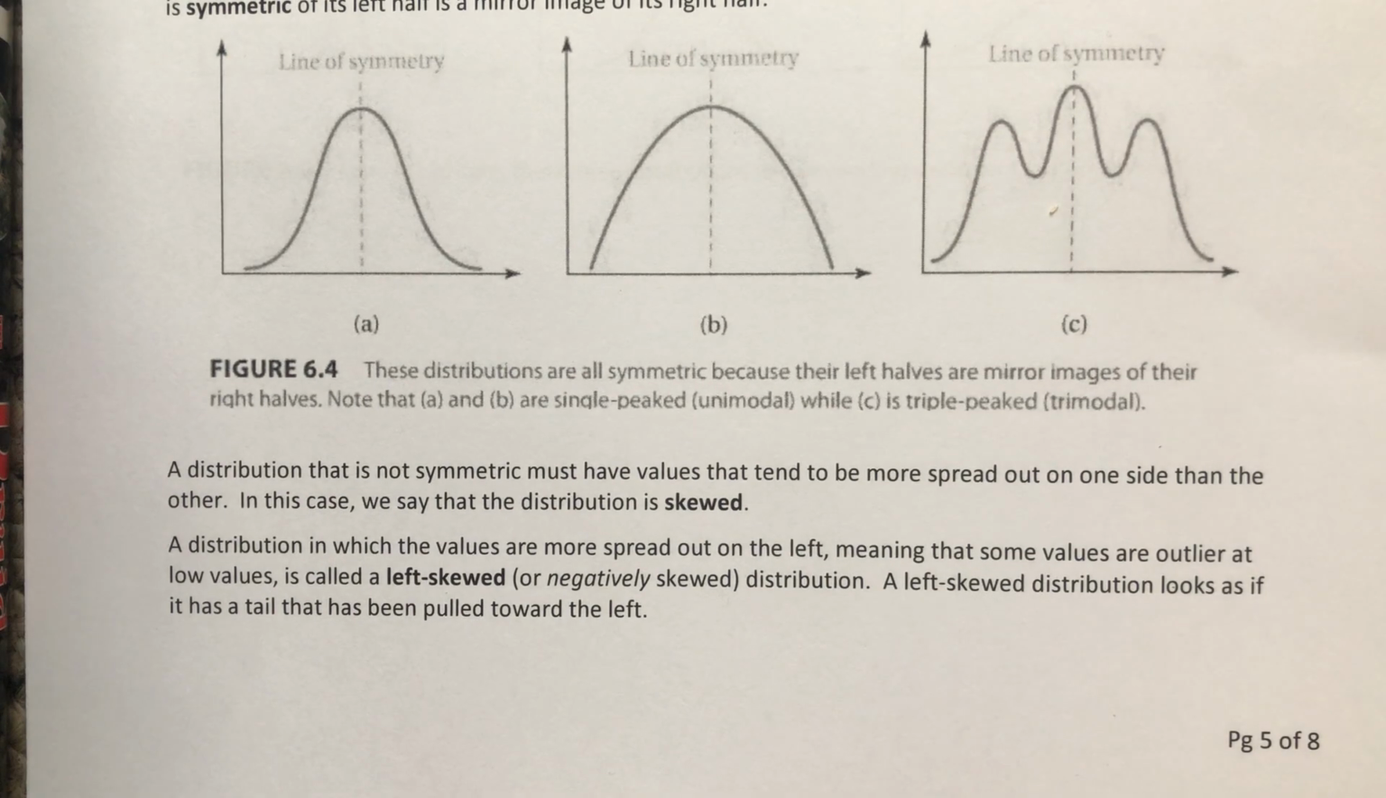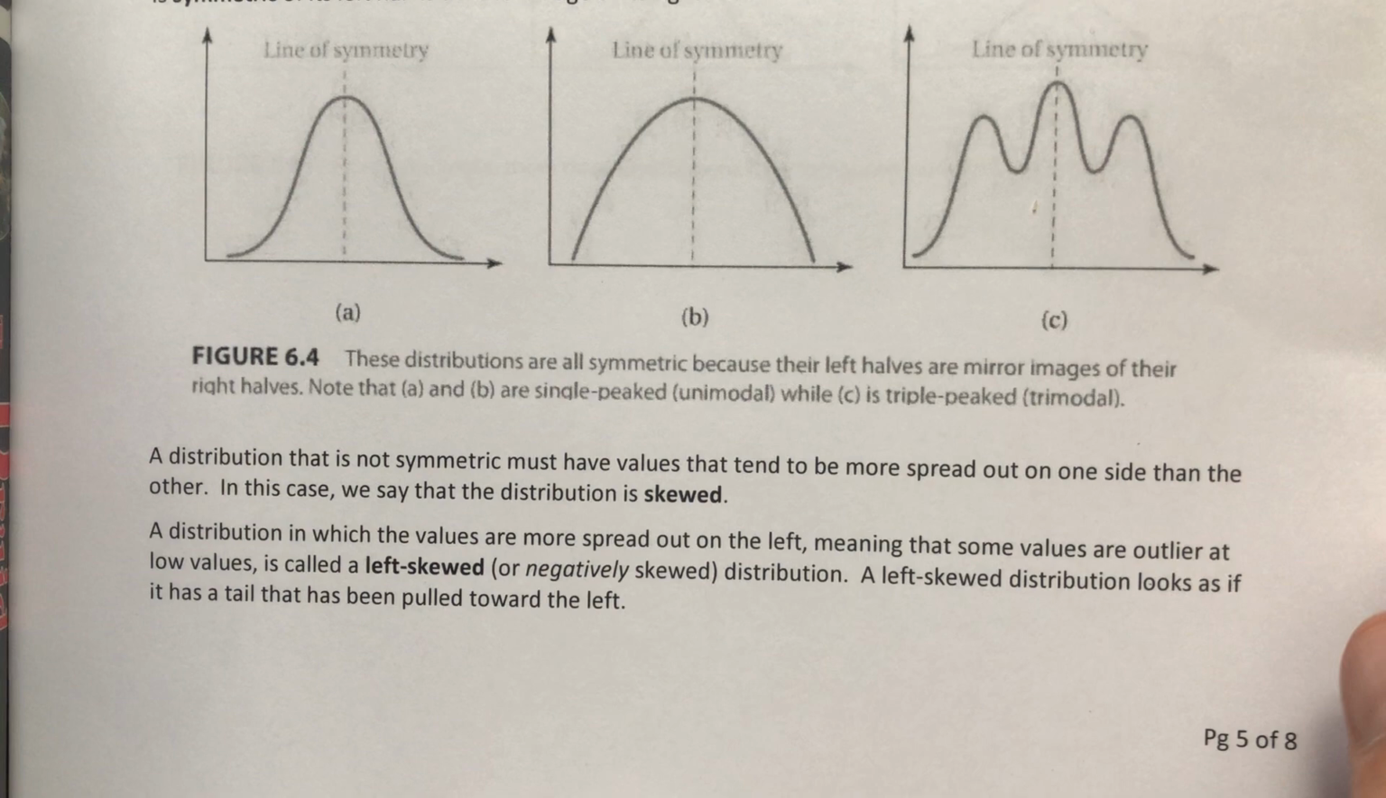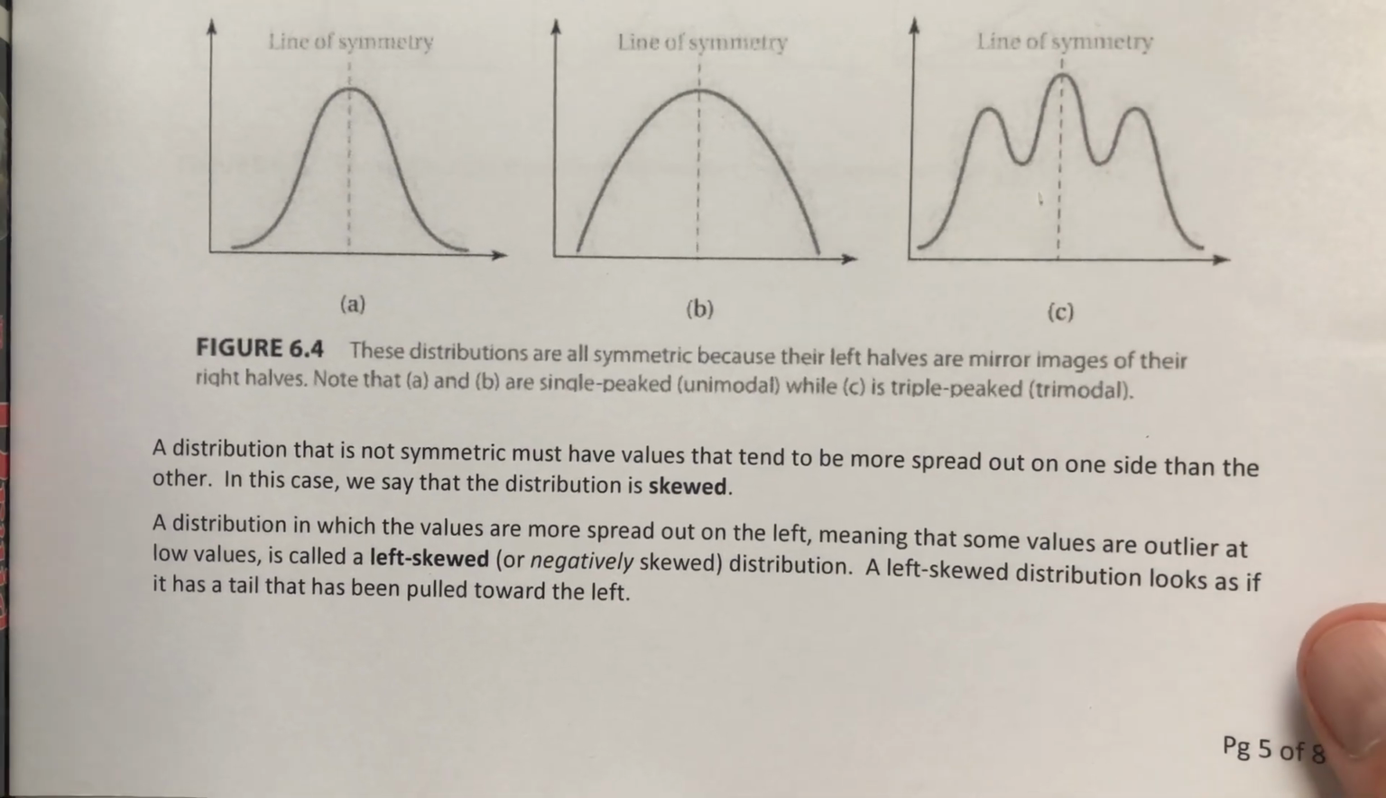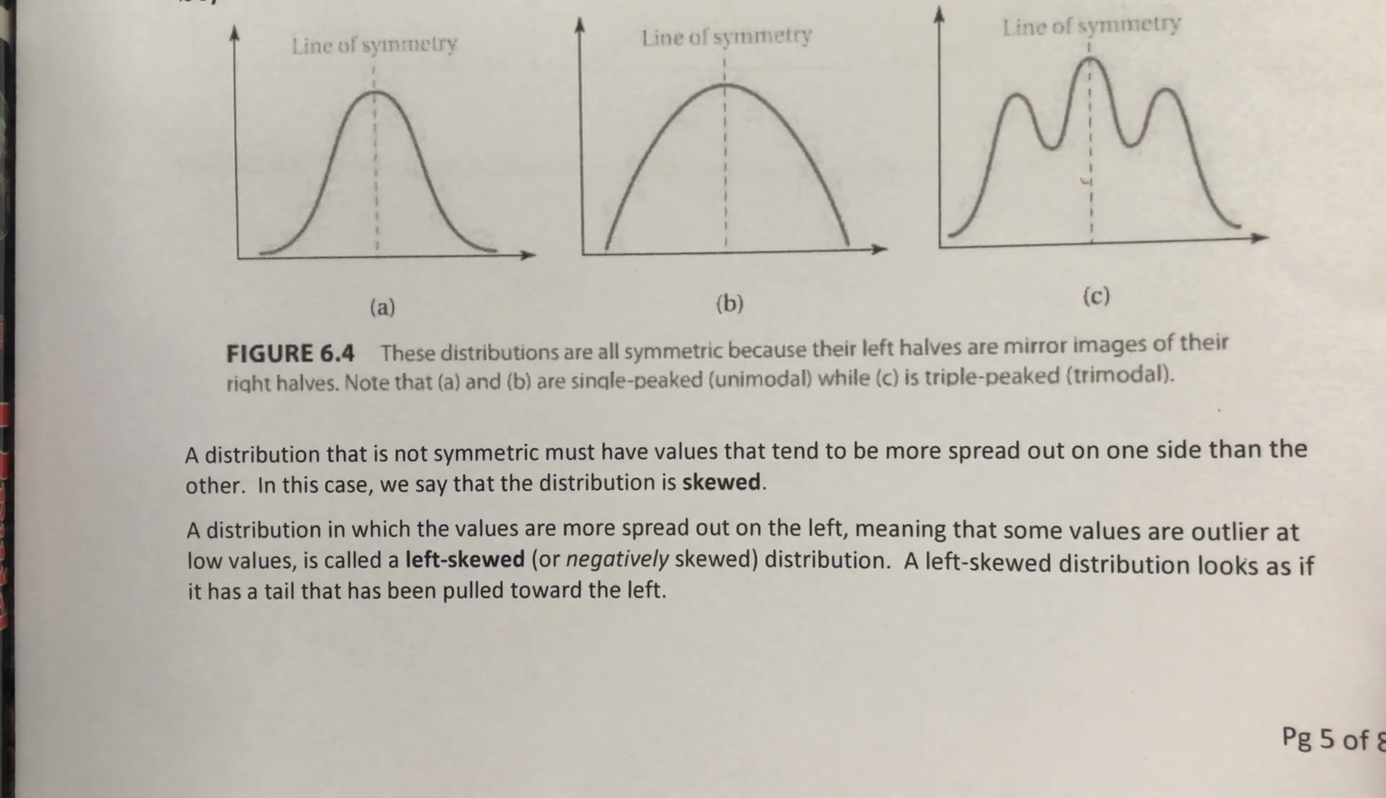If it is not symmetric, then it's going to be skewed. It can be skewed to the left or it can be skewed to the right. Some students will confuse this. What you're looking for is whatever side the tail of the graph is on, that is the side that it is skewed. The tail shows you where the outliers are. Okay, so if it is left skewed, there are outliers to the left. If it's right skewed, there are outliers to the right.